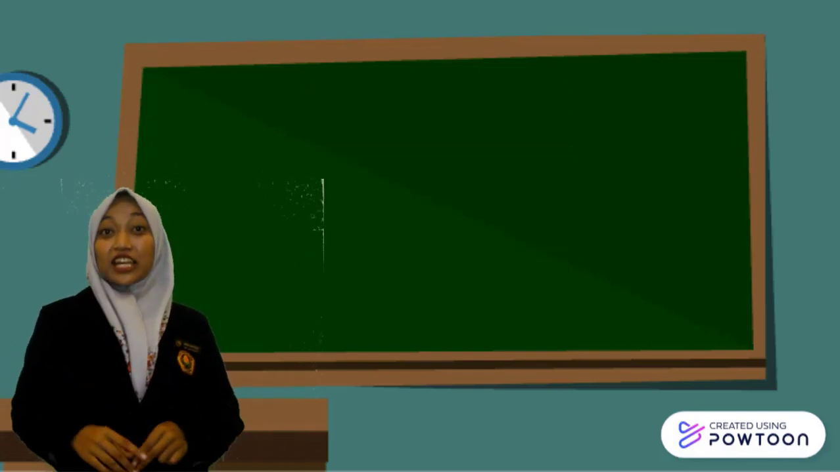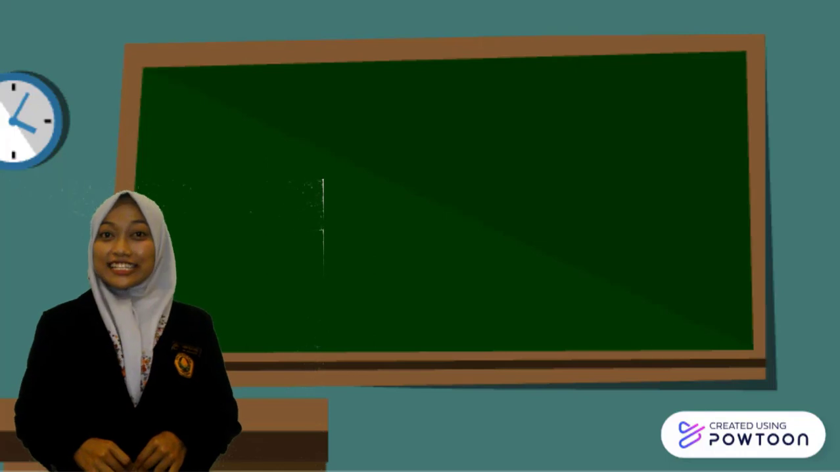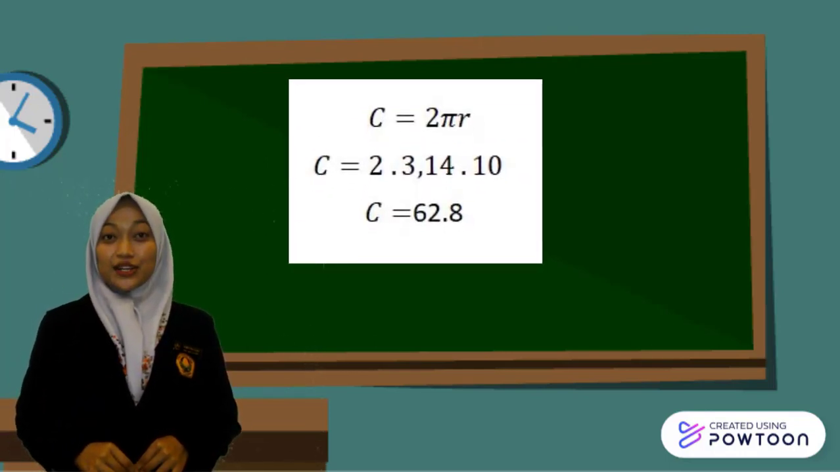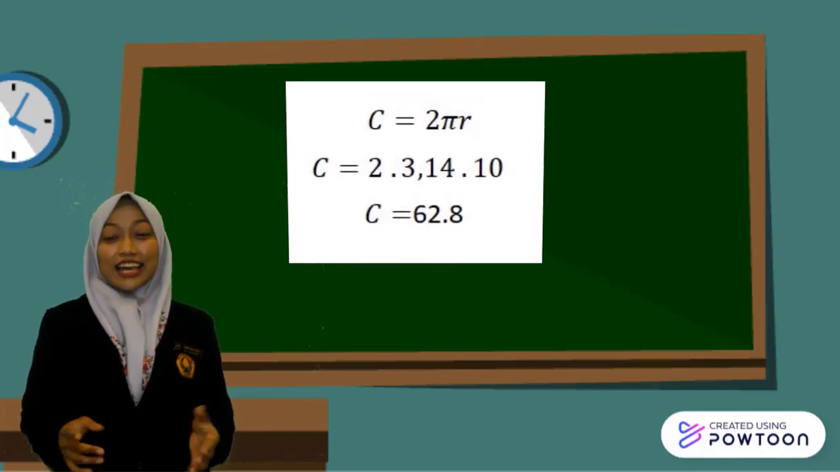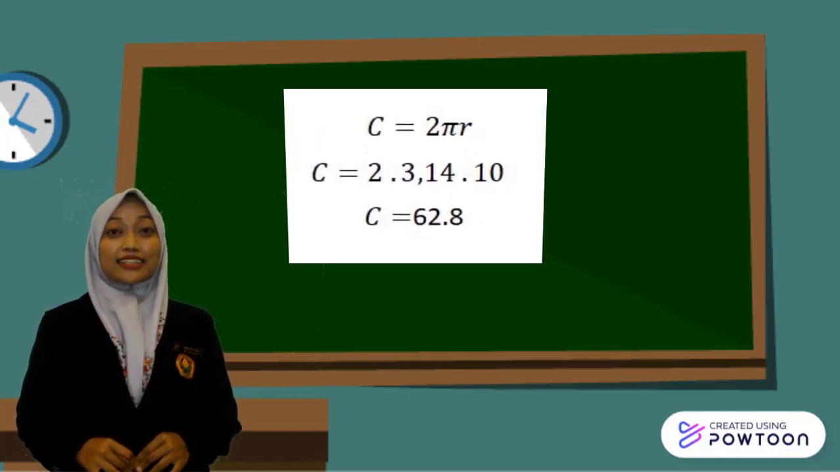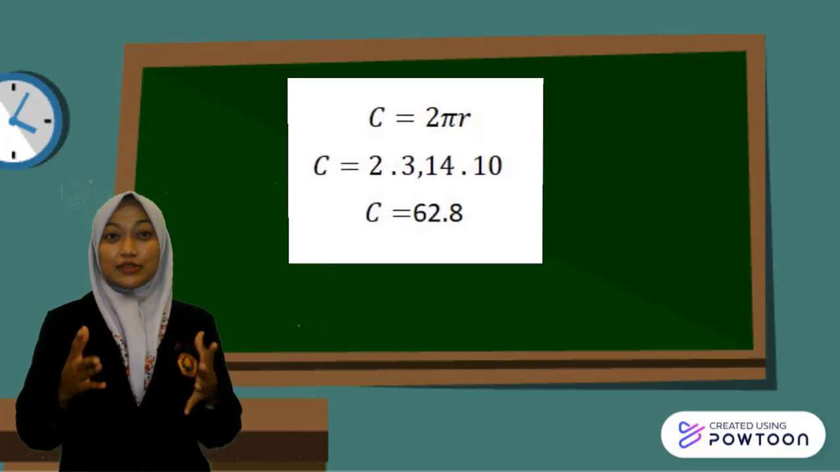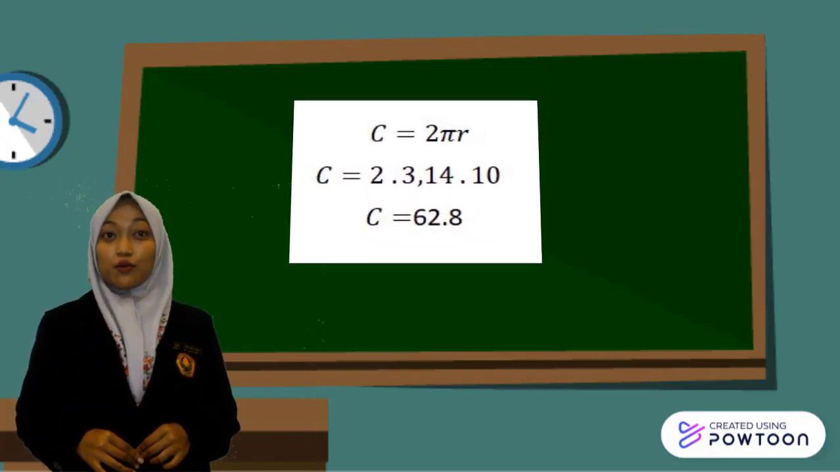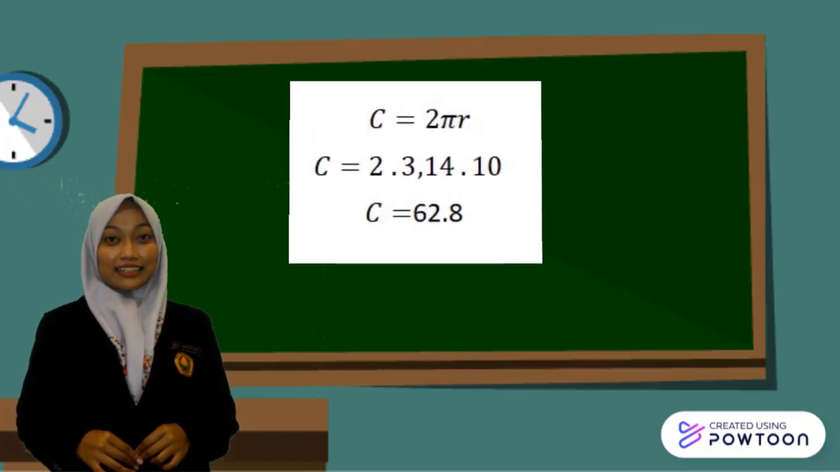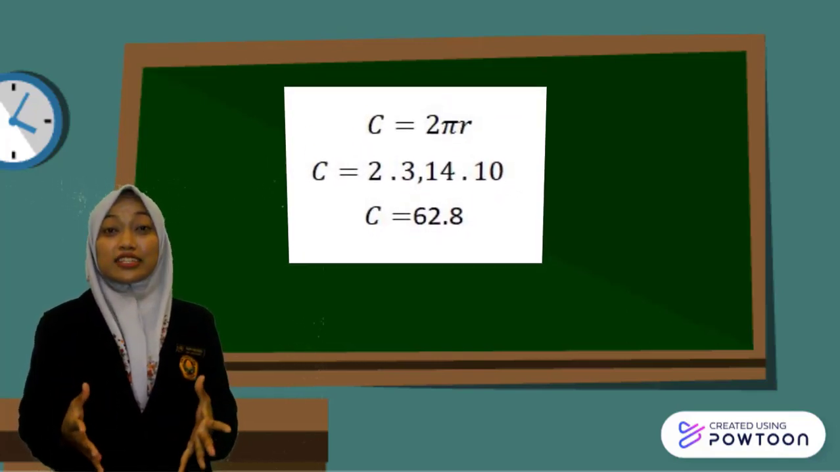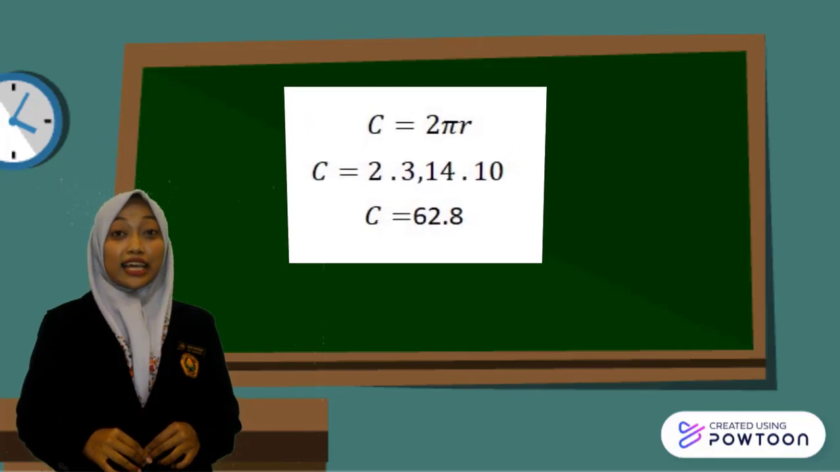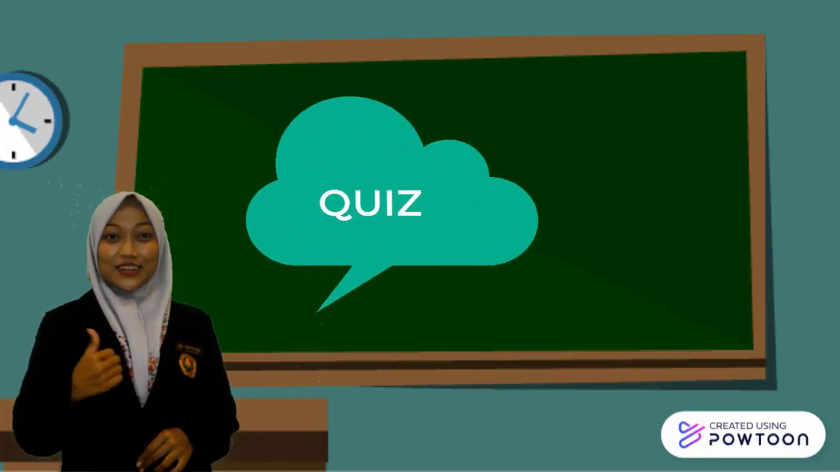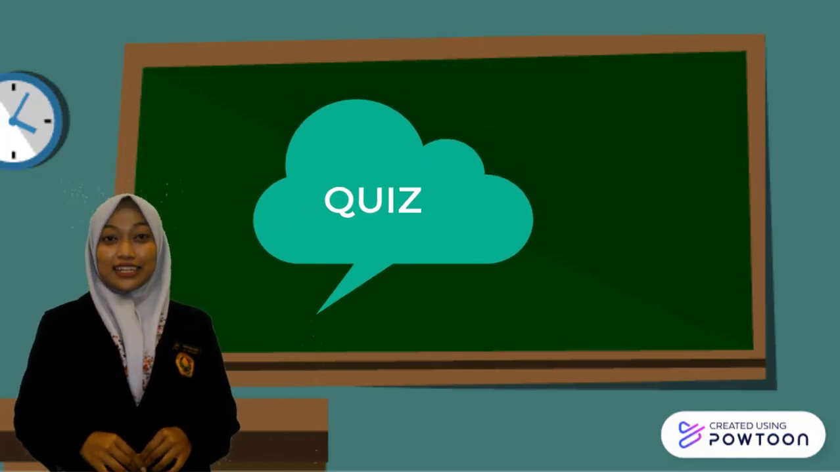After that, we can find the circumference of the circle by using the formula. The circumference of the circle equals 2 times pi times radius. This means that the circumference equals 2 times 3.14 times 10. So, the circumference equals 62.8 centimeters. Do you understand? Okay, good job.